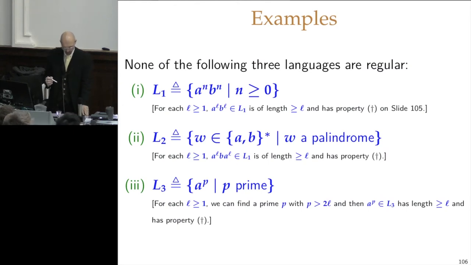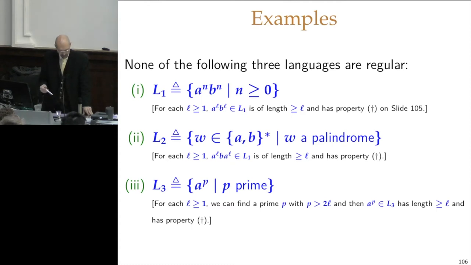First example, the language of a sequence of A's followed by the same length sequence of B's is not regular. Intuitively, we said, because you can't remember arbitrarily many A's with a finite number of states, and you have to remember how many A's you saw before you can check if you see just as many B's afterwards.